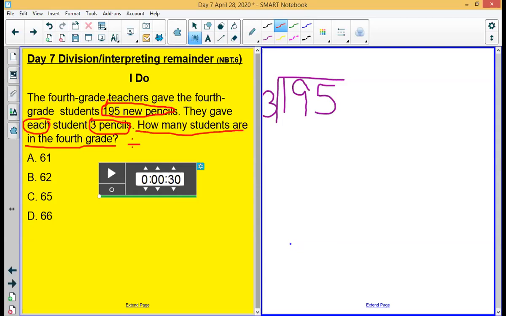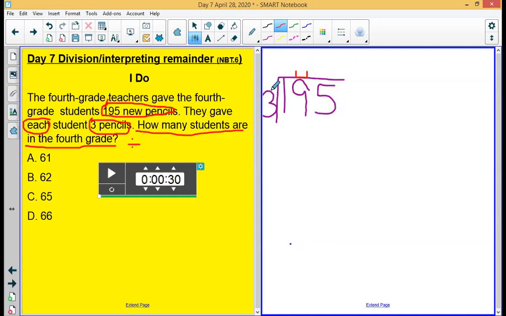First thing I'm going to do is see how many times 3 will go into 195. So basically I'm saying how many groups of 3 can I get out of 195? And once I get my answer as a quotient, that'll tell me how many students there were in the fourth grade. So let's divide. 3 won't go into 1, so I have to divide 3 into 19, which means I have to put my first answer right over the 9 because I'm dividing into 19.